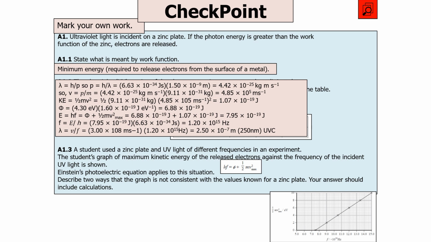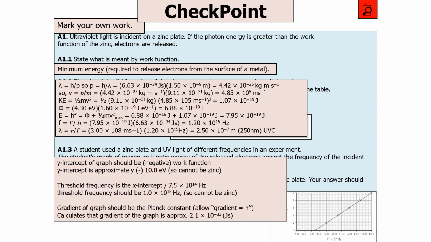Frequency is therefore E over h, so you divide that by Planck's constant to get 1.20 times 10 to the 15 hertz. Finally, we can work out the wavelength by doing lambda equals c over f, where c is the speed of light. So we work it through to be 2.5 times 10 to the minus 7 meters, which is 215 nanometers, which is going to be UVC.